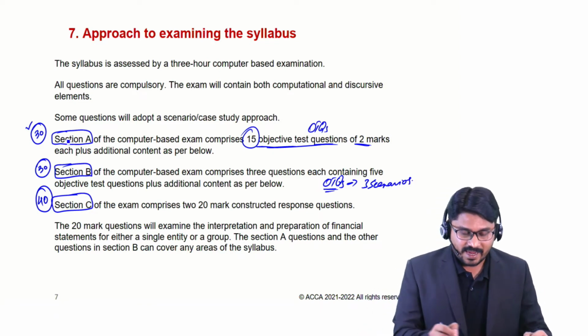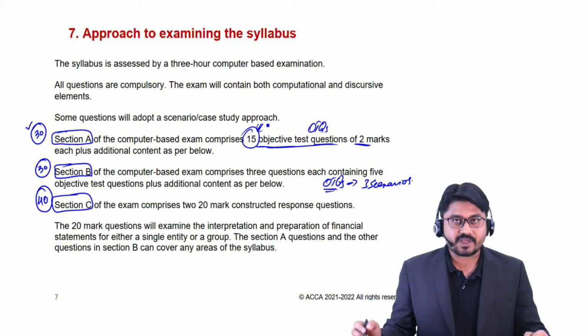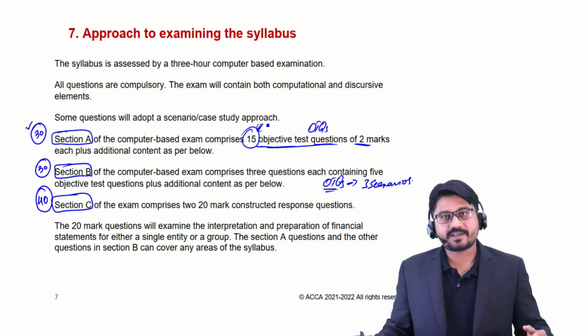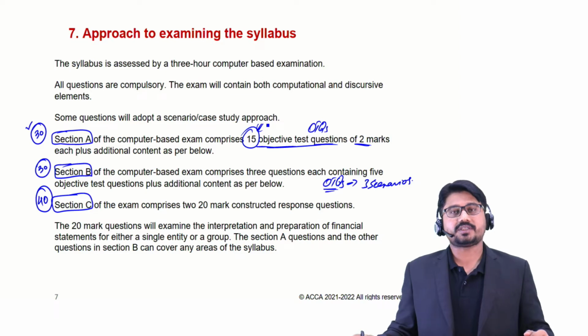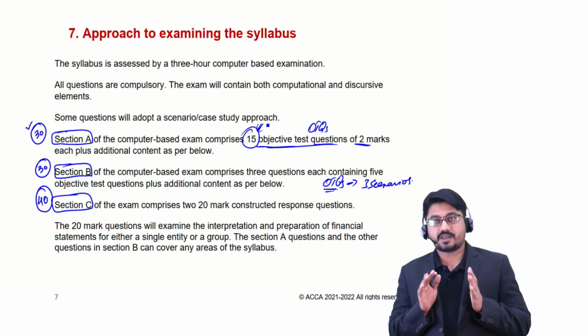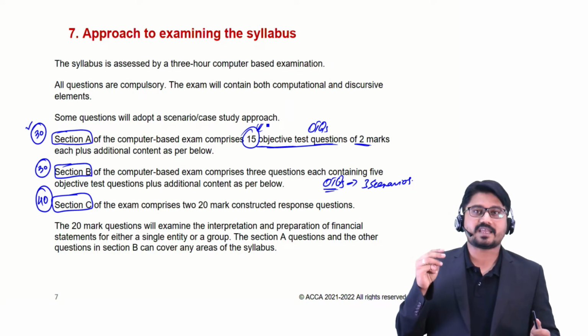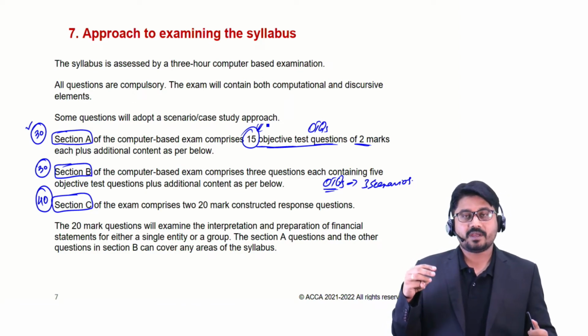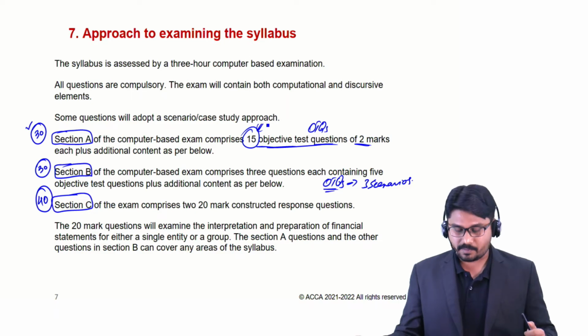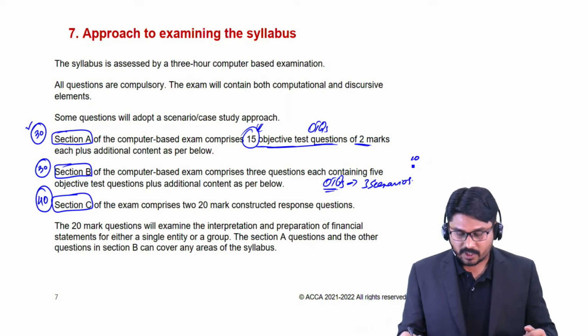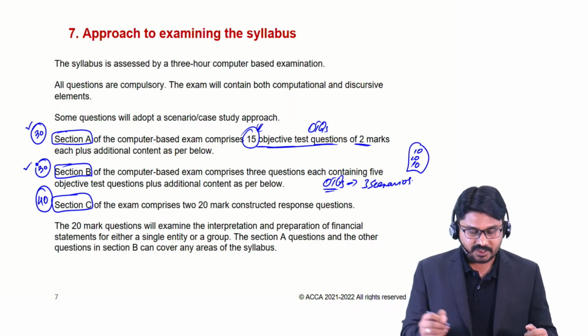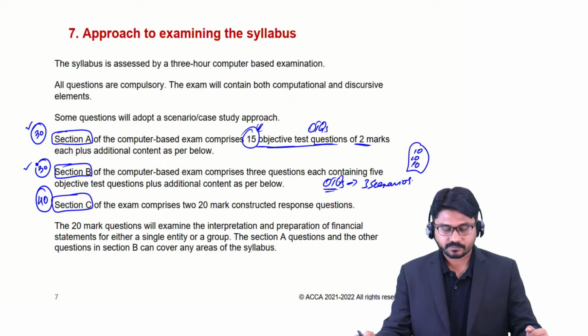In Section A, all these 15 questions are isolated. They have no link with each other. Whereas in Section B, there are in total 3 scenarios. And in each scenario, there are 5 questions of 2 marks each. It means 10 marks for scenario 1, 10 marks for scenario 2, and 10 marks for scenario 3. In total, Section B is of 30 marks.